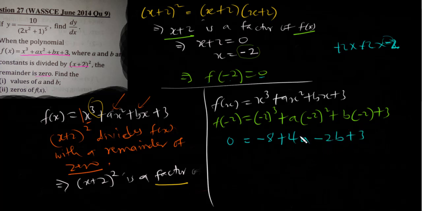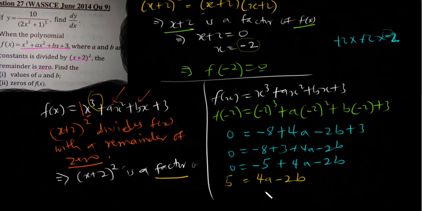Alright, so we should group like terms here. 0 here. We have negative 8 here, then let me bring the positive 3, and let me write 4a minus 2b here. So let me simplify this. That is going to be negative 5 plus 4a minus 2b. From here, let me send the negative 5 to the left side, so I'll have positive 5 here. Then let me write the term 4a minus 2b on the left and put the 5 on the right. Let me call this equation 1.